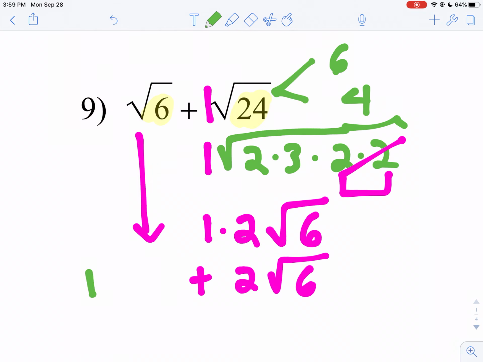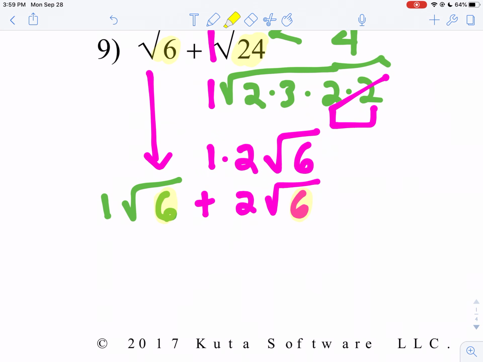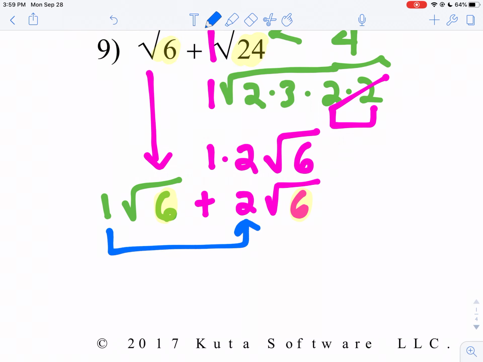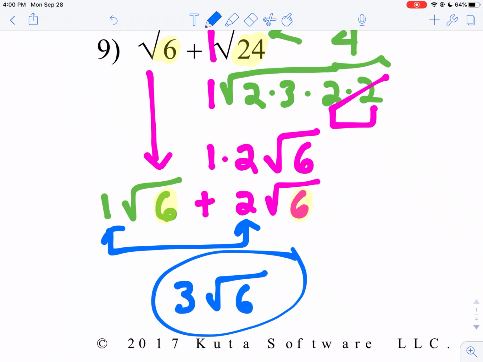Okay, so I'm just going to write 1 radical 6 because I want you to see that now you have the same radicand. So these are like terms, and now you can go ahead and add 1 and 2. So your answer would be 3 radical 6. Again, check your answers, okay?